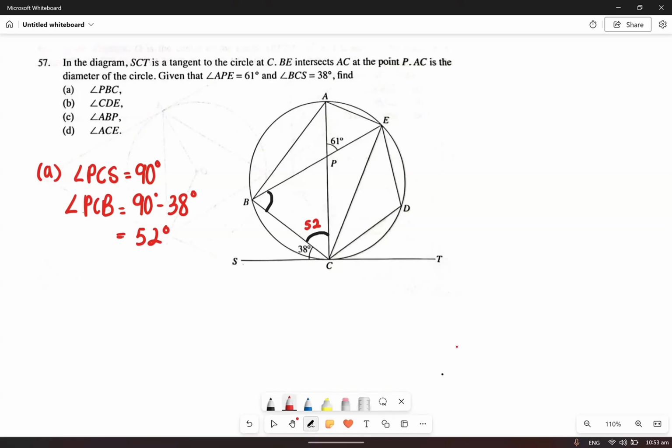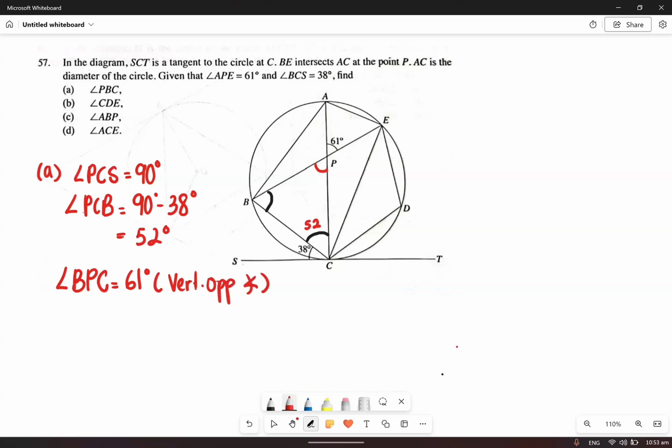BE intersects AC. Very important, you can say vertically opposite. So this is definitely vertically opposite, because you can all see how important this sentence is. Just a simple sentence, correct or not? So that is angle BPC. That is how much? 61 degrees. We call this vertically opposite angles. Am I making sense?